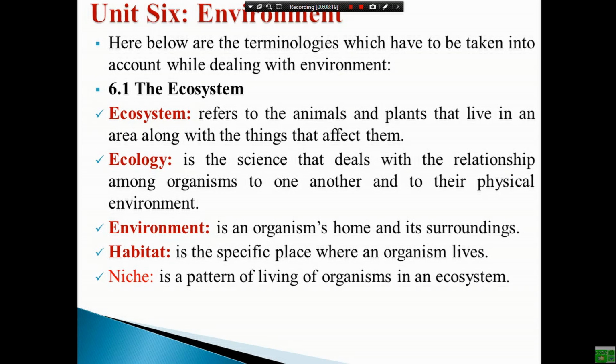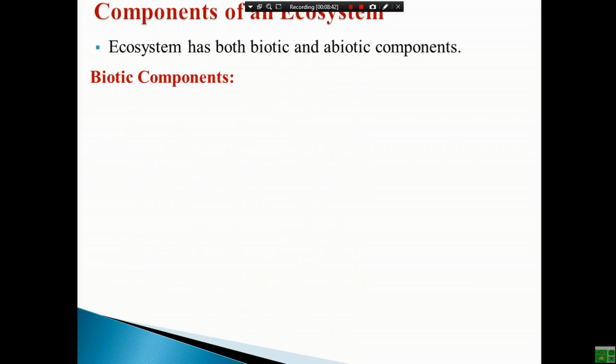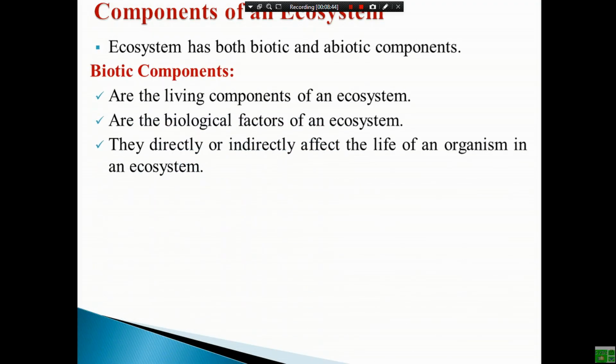Environment is an organism's home and its surroundings. Habitat is the specific place where an organism lives. Those habitats may be aquatic or terrestrial, as you know from chapter 5. And niche is a pattern of living of organisms in an ecosystem. So those are the terminologies which start the lesson.